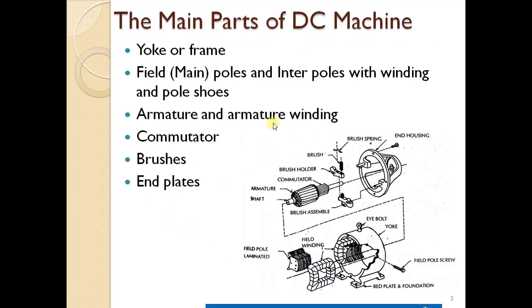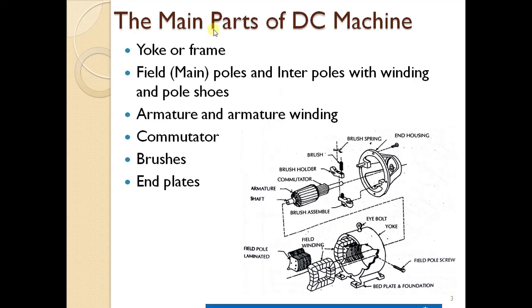Coming to the main parts of a DC machine, before that, let me recall the working principle of a DC motor. If you place a current carrying conductor in a magnetic field, it experiences a torque, that is a twisting or rotating force. So we should have a magnetic field and a conductor which is carrying a current. These are the basic requirements for the DC motor.